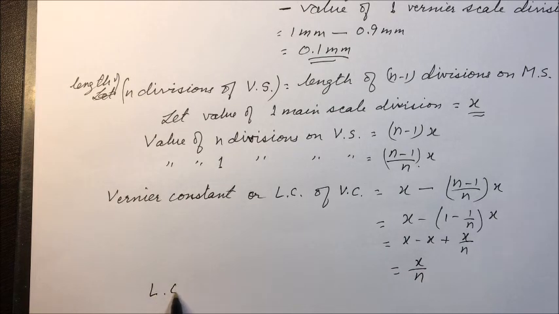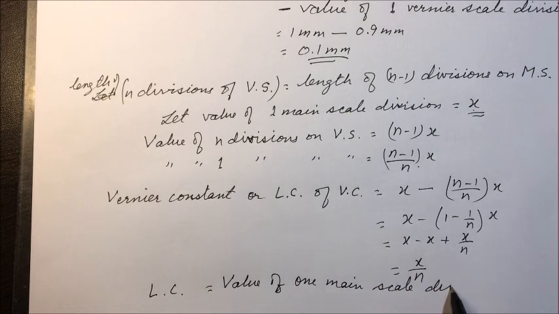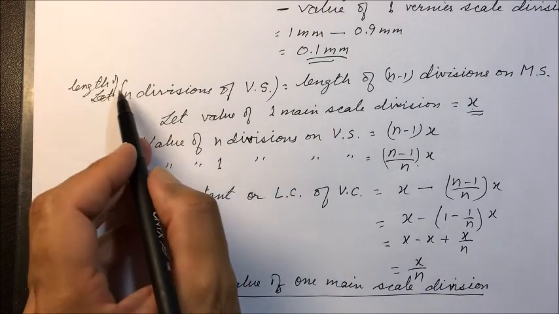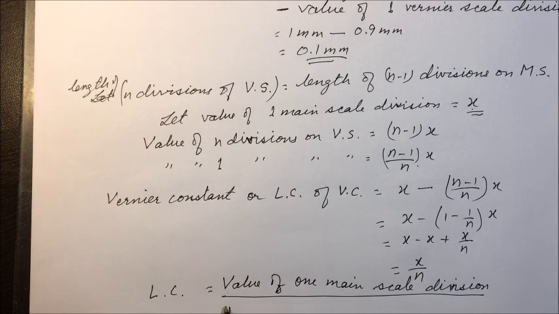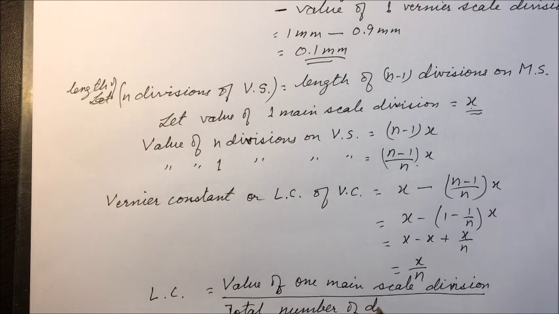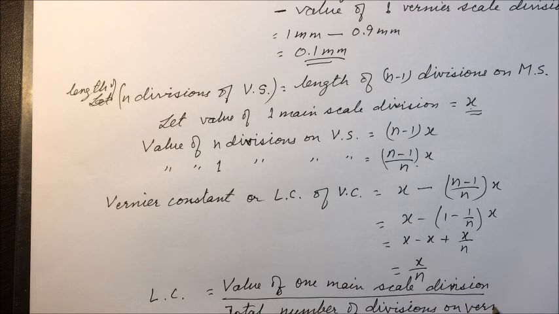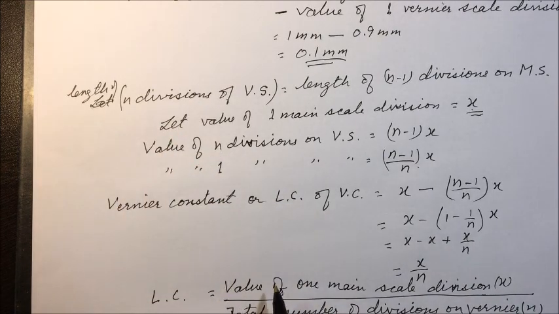So least count can also be defined as the value of, what is x? The value of 1 main scale division, divided by n, the number of divisions on vernier scale, the total number of divisions on vernier. This is x divided by n. So two ways we have calculated the least count.